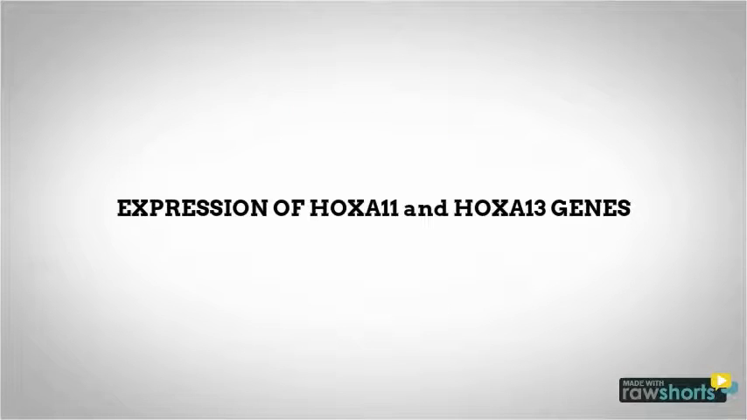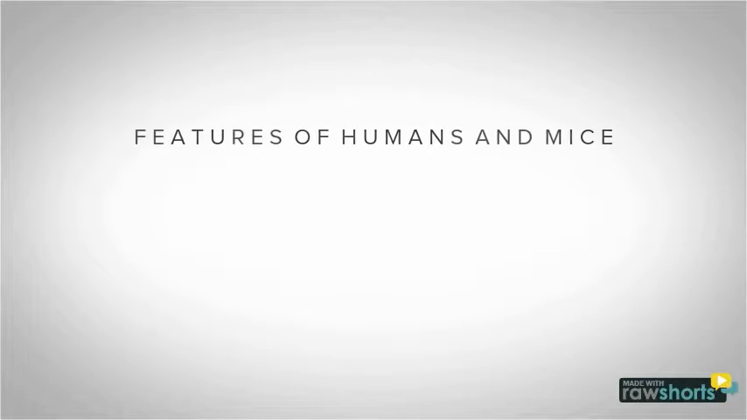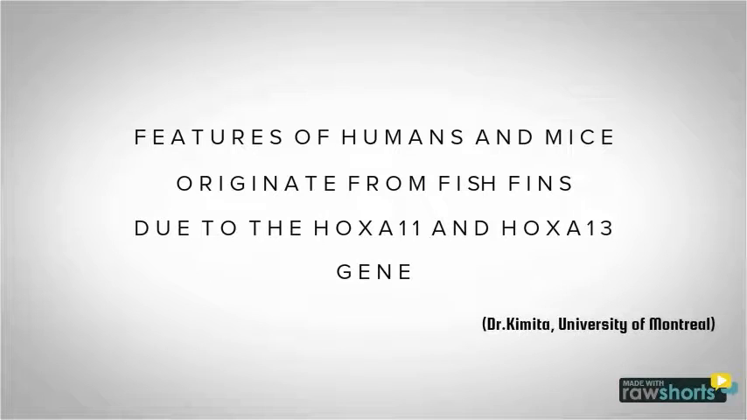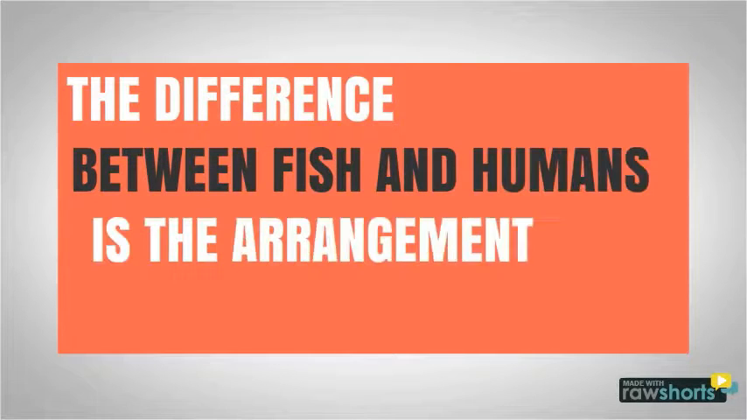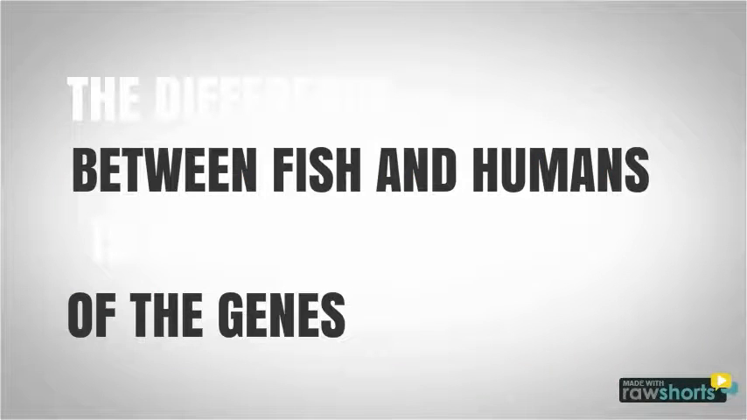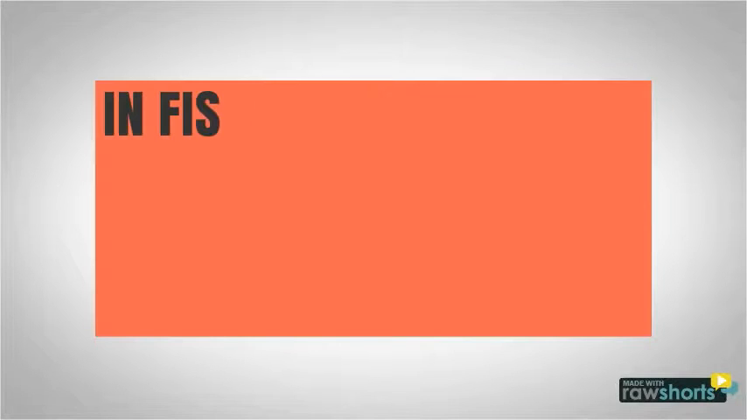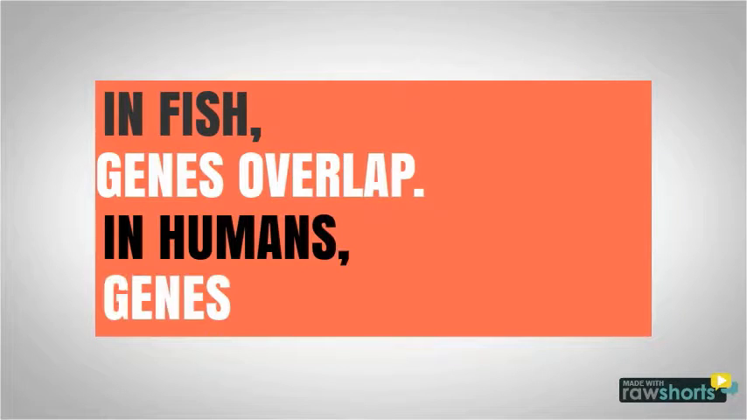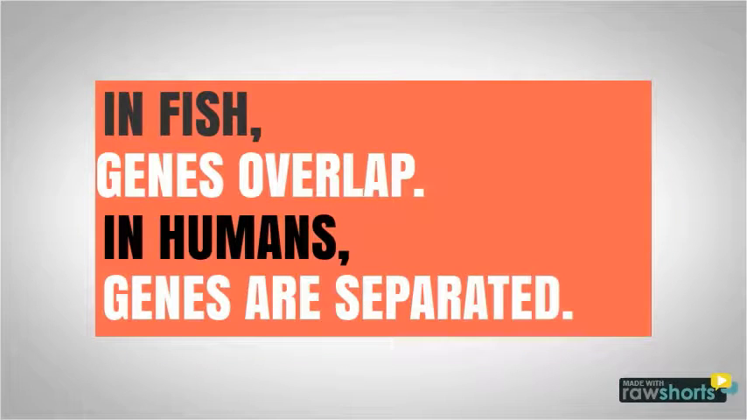Expression of Hoxa11 and Hoxa13 genes. It shouldn't surprise you that the pentadactyl features of humans and mice originate from the fish fins. According to research done by Dr. Kamita from the University of Montreal, the expression of fins and fingers are both due to the Hoxa11 and Hoxa13 genes. In their research, they discovered that the major differences between fins and fingers is the arrangement of the genes. In fish, the Hoxa11 and Hoxa13 overlap and fins are produced. In humans and mice, the genes remain separate to produce a pentadactyl state.